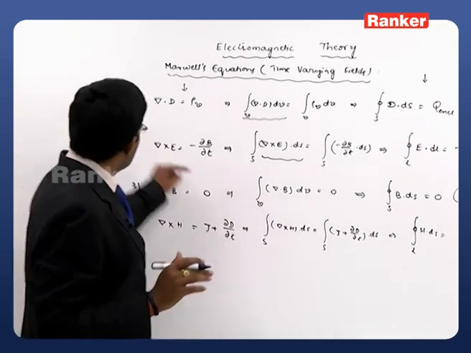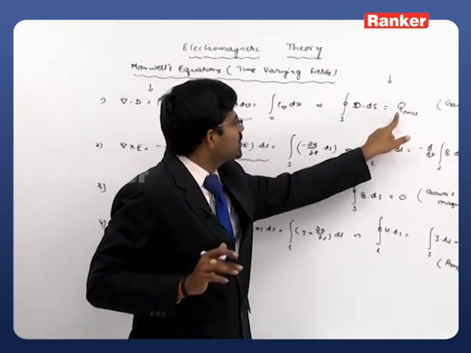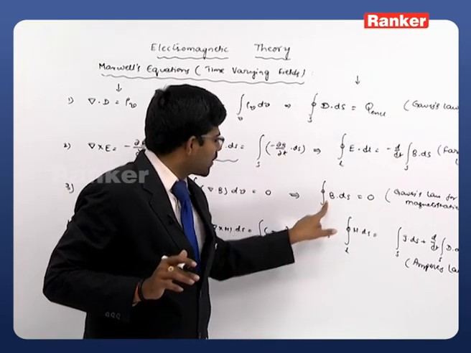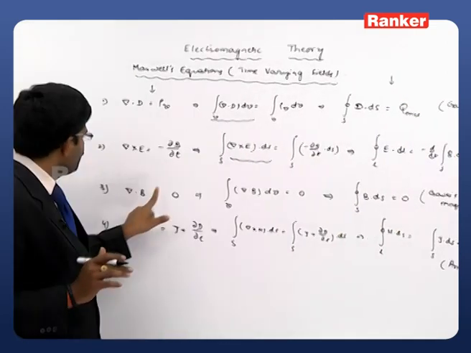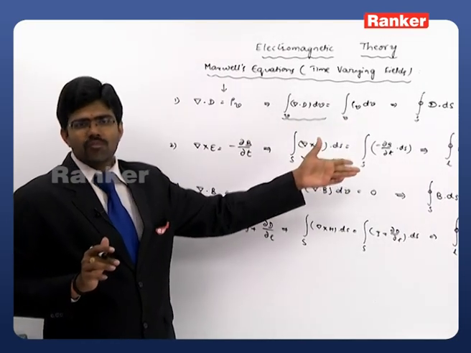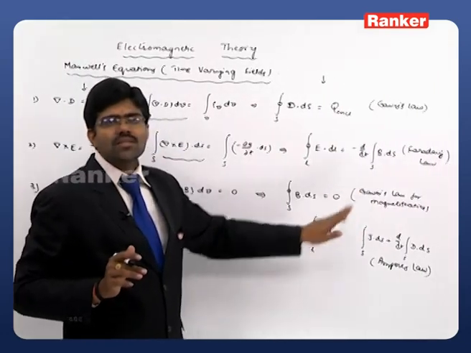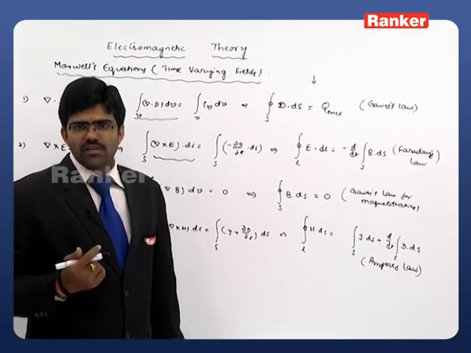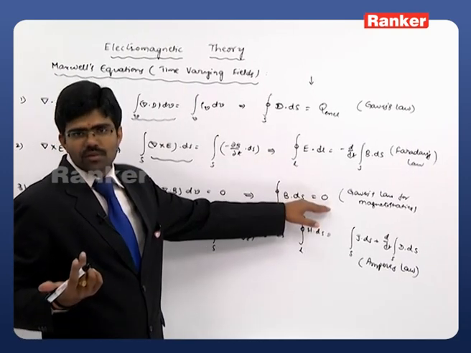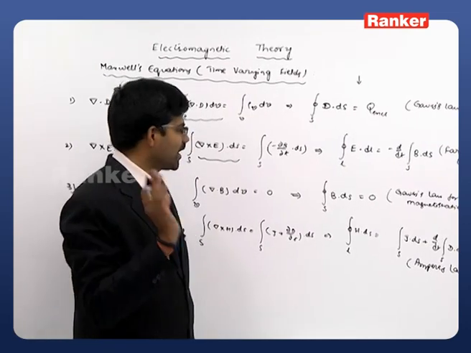Just observe what we have: del dot D is equal to rho v, and the surface integral of D dot dS is equal to Q enclosed, related to Gauss law. The same way, the surface integral of B dot dS is equal to 0, and del dot B is equal to 0, related to our Gauss law for magnetostatics. The same law is also called the non-existence of magnetic monopole. Since the magnetic monopole does not exist, this equation is satisfied. So in the examination, the statement may be of any type. Just remember it like that also.